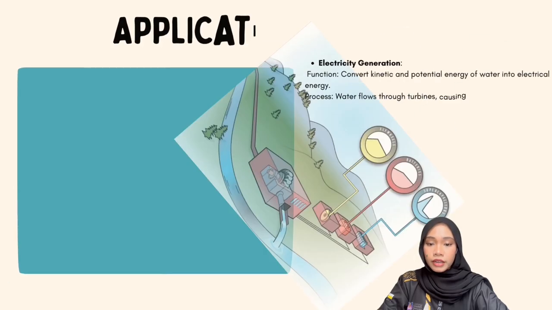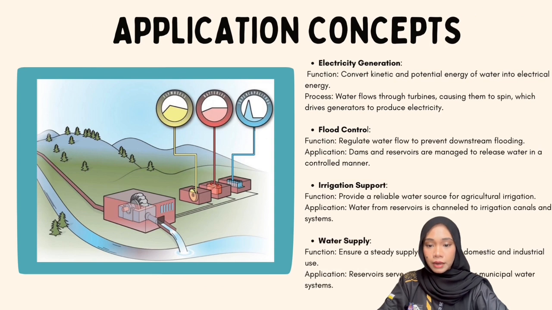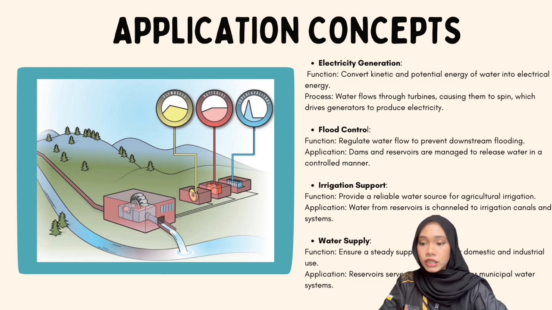For the last part is application concepts. The first one is electricity generation. The function is to convert kinetic and potential energy of water into electrical energy. The process is water flows through the turbines, causing them to spin, which drives the generator to produce electricity.